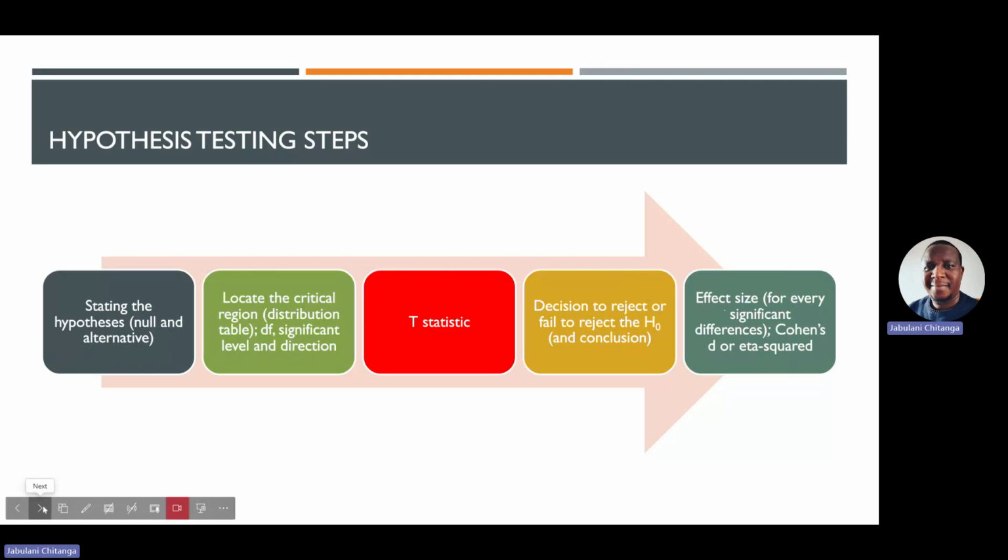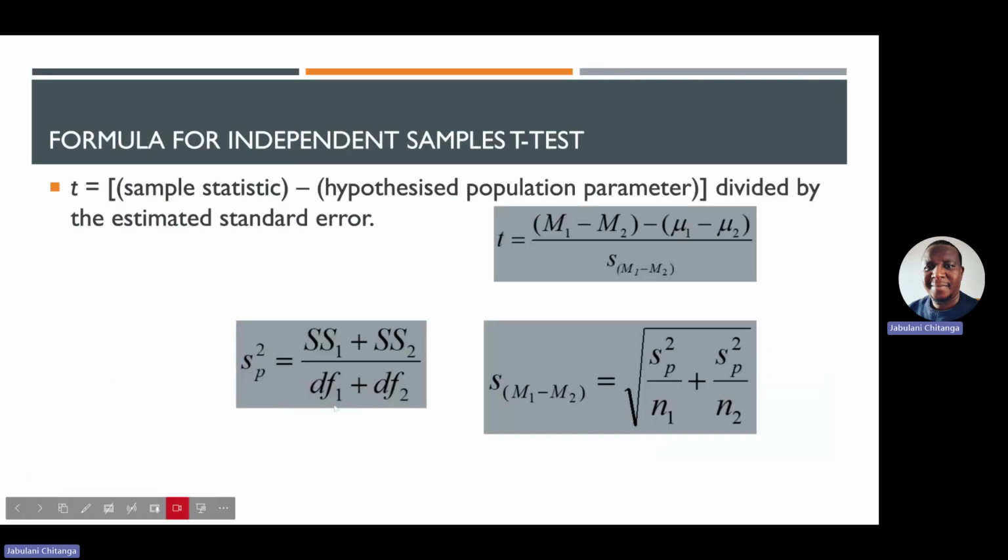I'm recording this for those who are second year, third year, even some postgrad who are making use of statistics, or modules that involve statistics mostly. So this is the formula for t for independent samples t-test. This is the t. In the numerator, we have sample mean 1 minus sample mean 2, minus the population mean 1 minus the population mean 2. In the denominator, we have the estimated standard error.